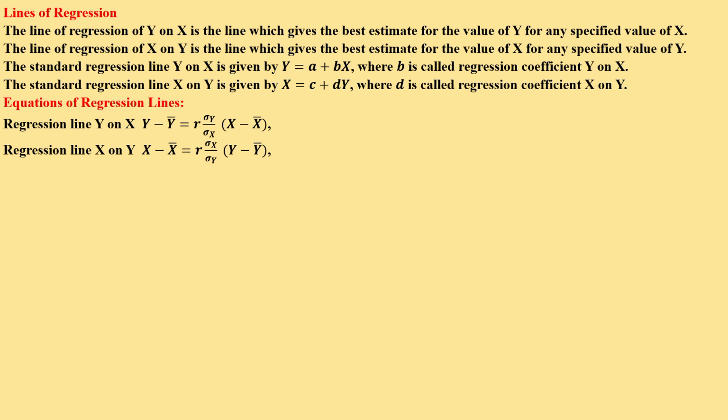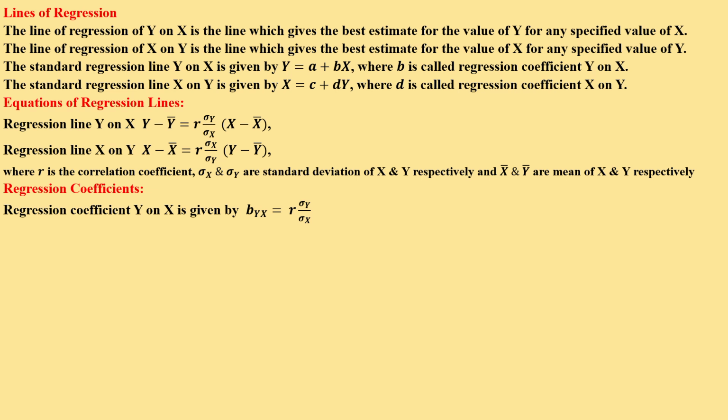x bar is the mean of x, summation x by n, where n is the number of items. y bar is the mean of y. r is the correlation coefficient between x and y. Sigma x and sigma y are the standard deviations of x and y respectively: standard deviation of x is sigma x, standard deviation of y is sigma y.